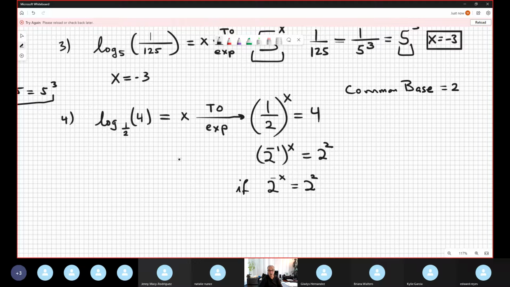You have 2 exponentials, and the base is the same, so the exponent is the same. So the conclusion is minus x is equal to 2, but I don't want minus x. I want x alone, as negative 2. Cool? Okay. So now I am ready, or at least I believe that you understand the definition of the logarithmic function.